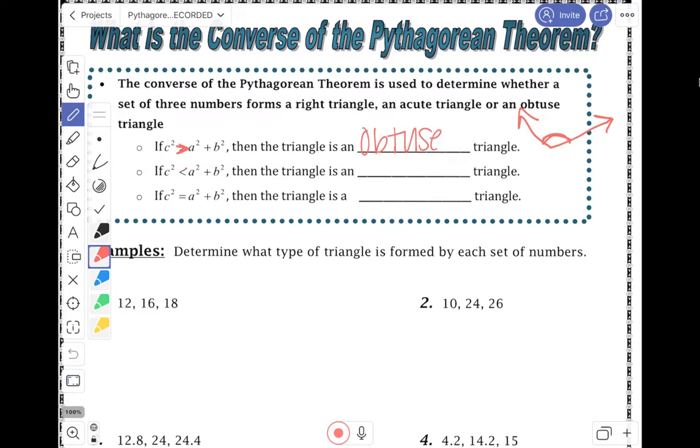If c squared is less than a squared plus b squared, then it is acute. It's a cute little baby angle. So it's a little angle. It's less than 90 degrees. If c squared is equal to a squared plus b squared, then it is right, which y'all already learned last week. It makes a perfectly right angle.